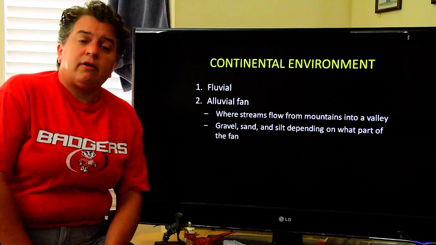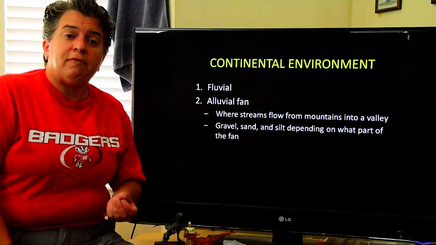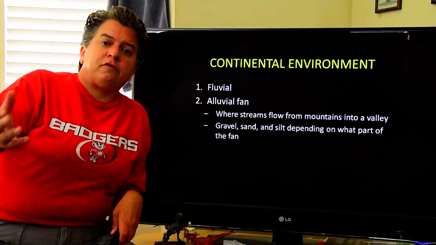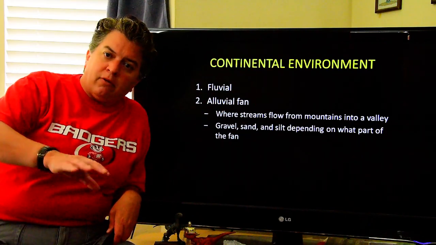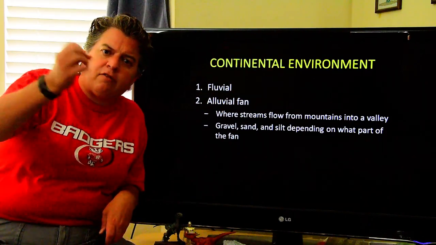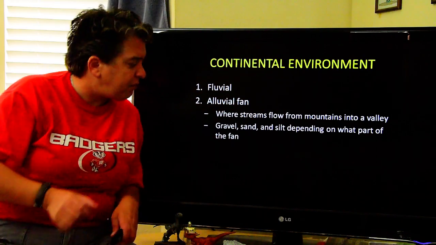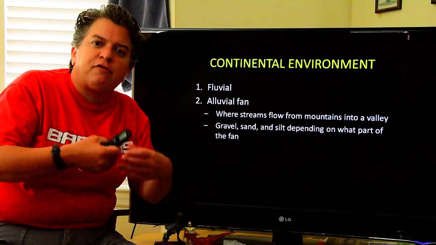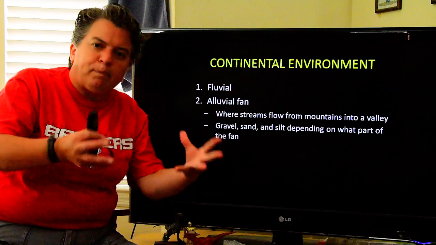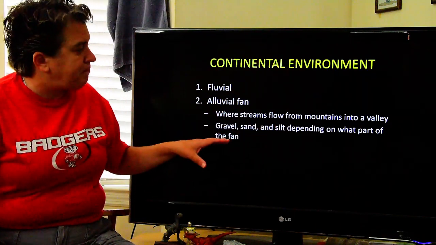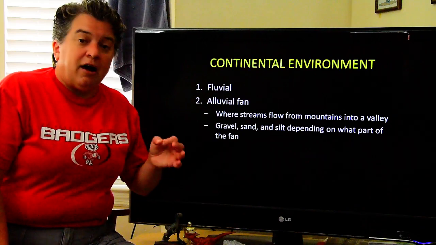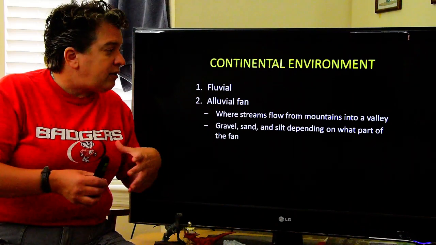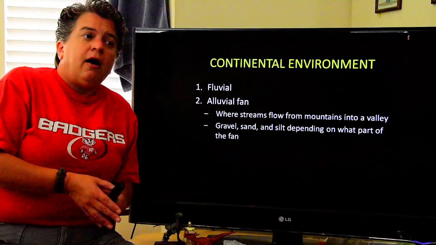Now, also in a continental environment, you can get alluvial fans. And remember, from physical geology, an alluvial fan is where a stream is flowing from the mountains, where there's a really steep slope, so there's lots of energy for the stream to transport sediment, but then it flows into a flat valley. And now it's flat, the stream loses its energy, and so it drops off all the sediments that it's carrying. And in these alluvial fan deposits, you will have gravel, sand, and silt, and it really depends on what part of the fan you're at.